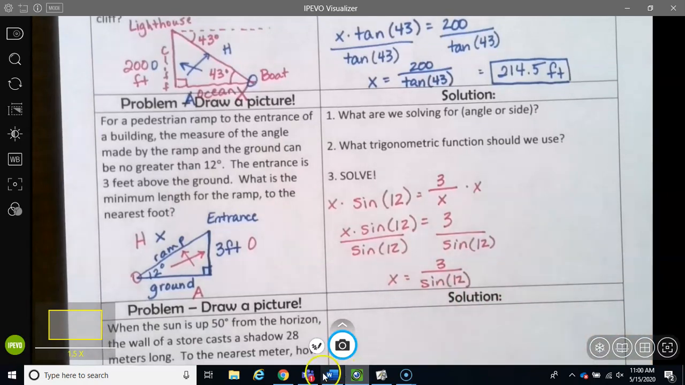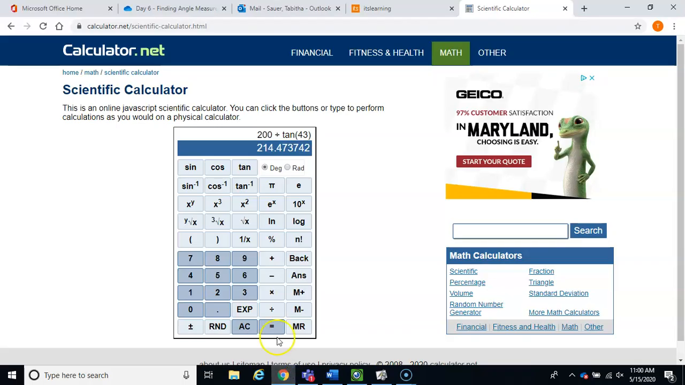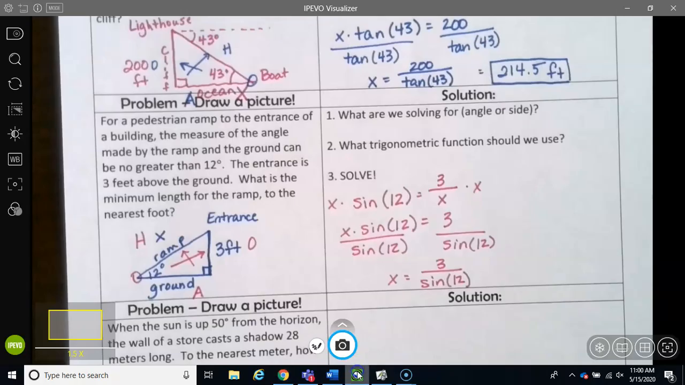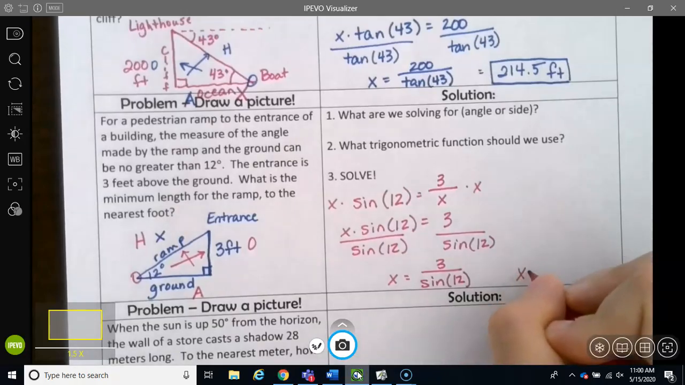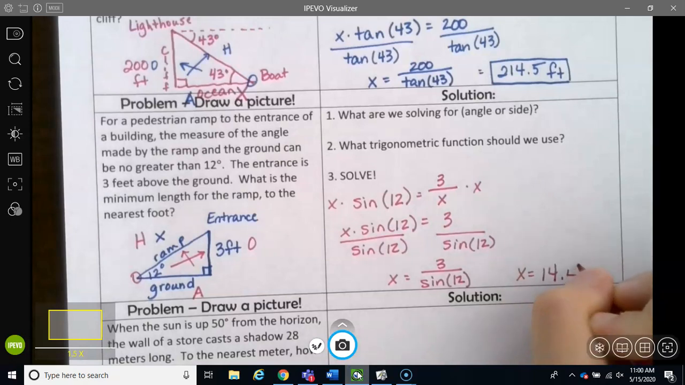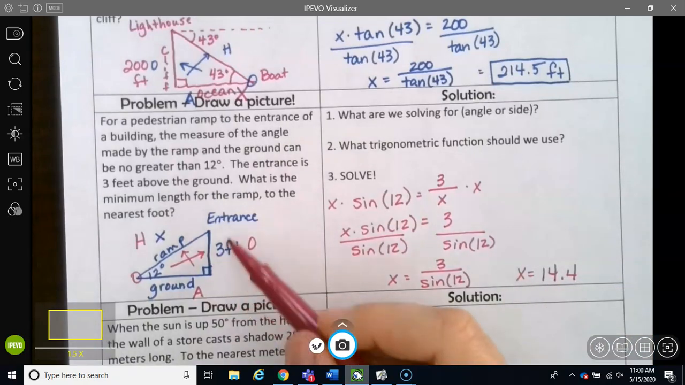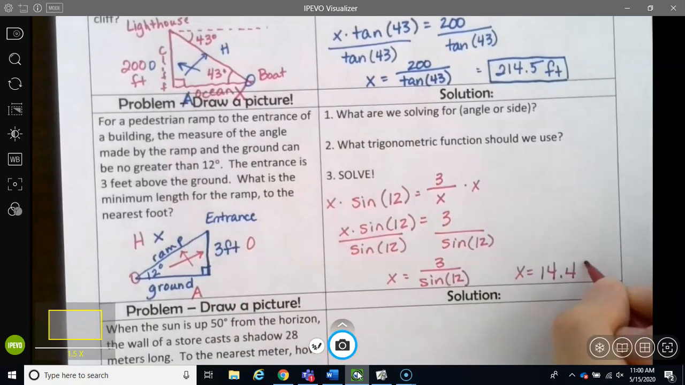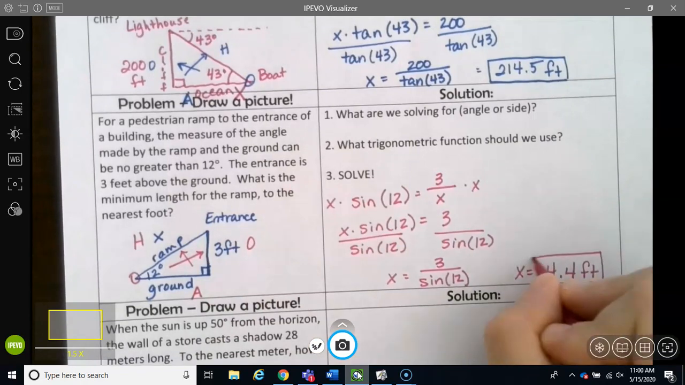So we'll plug that into our calculator. Clear this out. 3 divided by sine of 12. We get 14.4. And since this side was measured in feet, the ramp is 14.4 feet.